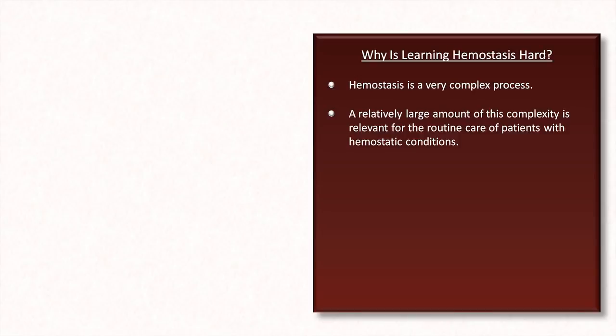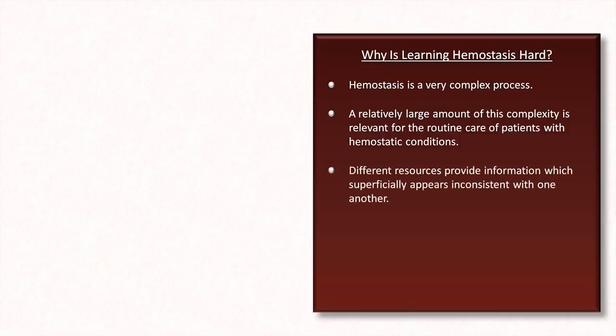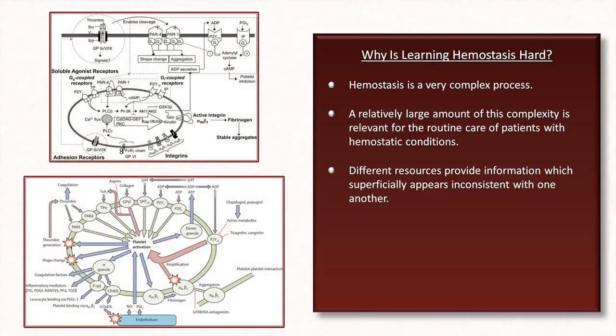The third reason why learning hemostasis is hard is that different resources provide information which superficially appears inconsistent with one another. Consider the general topic of platelet activation, which we'll talk about in the next video. If one performs a Google image search for platelet activation, you'll find dozens of diagrams similar to these. Some of the same acronyms will show up on different diagrams, but if you look more closely, there are many differences in how they illustrate what is supposed to be the same phenomenon.